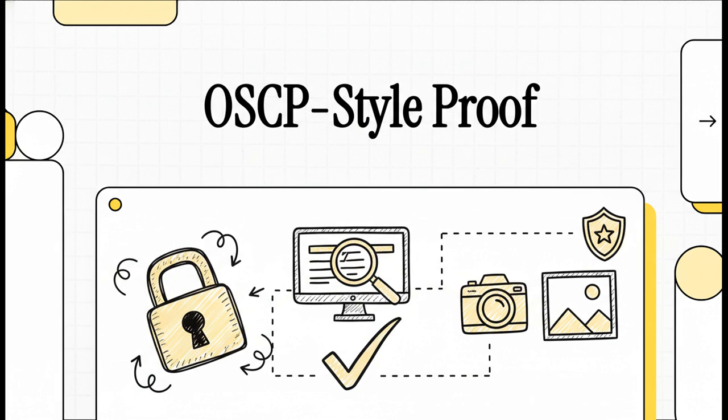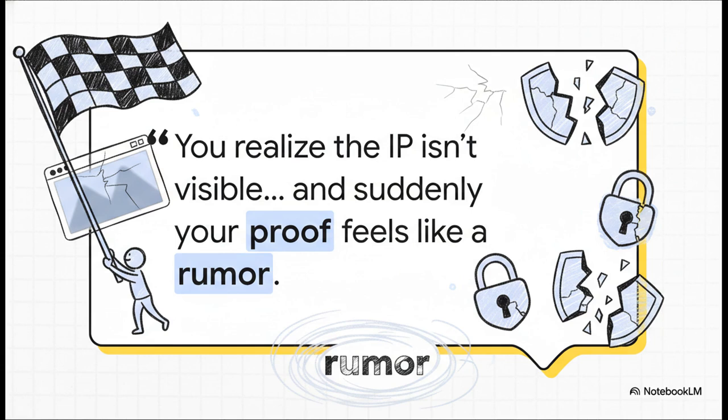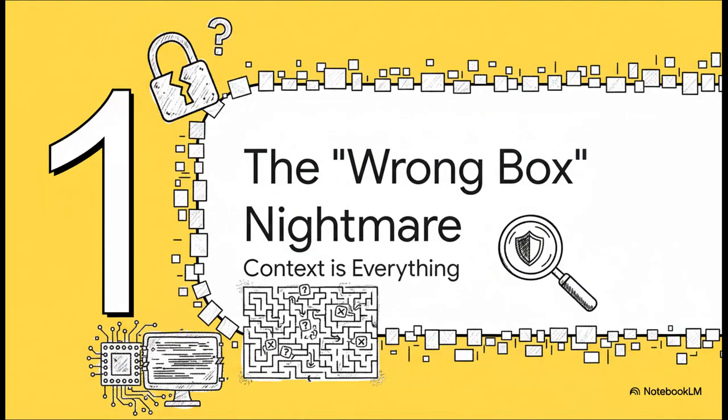Oh man, we've all been there, right? That rush of getting the flag, followed by that gut punch feeling when you look at your screenshot and realize the IP address isn't there. Suddenly, all your hard work feels, well, fragile. It's not proof anymore, it's just a rumor. And that feeling, that's what I call the wrong box nightmare. It's this deep-seated fear that after all that effort, your evidence just can't be verified because it's missing context. And that is exactly the problem we are going to solve today.